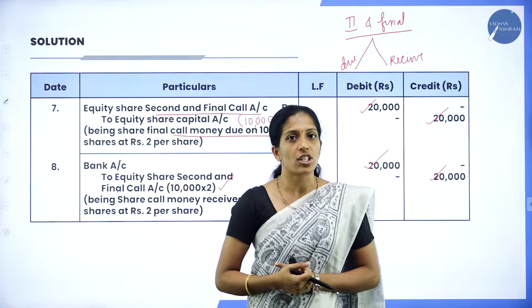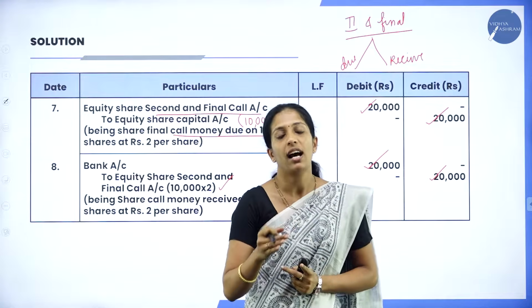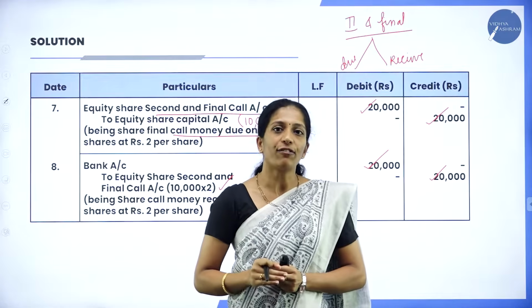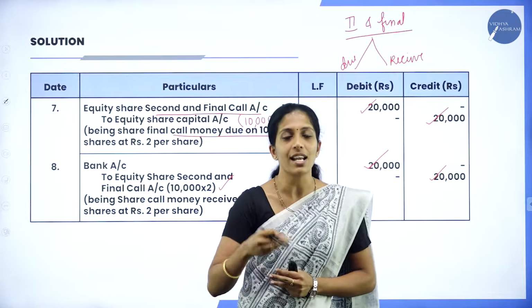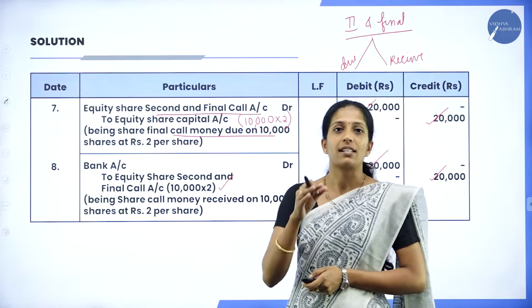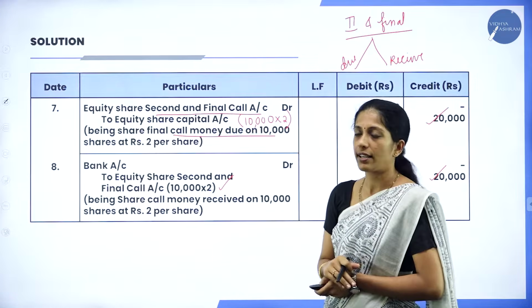And the next stage is what? The allotment stage, where you will record two entries. One is the due entry, the other one is the receive entry. Next, third and after that, the final call. Here at the call stage also, one is the due entry, the other is the receive entry. So this was a simple and basic problem. We shall see a few more problems relating to this.